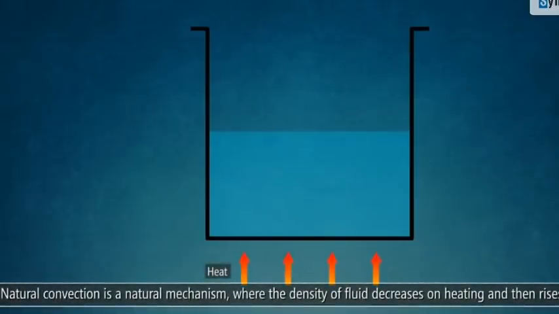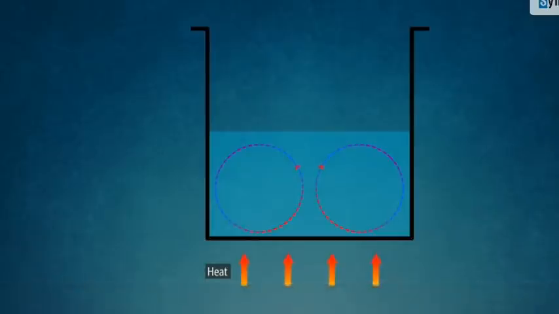Natural convection is a natural mechanism where the density of fluid decreases on heating and then rises. The fluid on top, which is cooler, then moves down and replaces the heated fluid. This process continues and forms a convection current where heat energy from the bottom is transferred to the top. The driving force for natural convection is buoyancy, a result of differences in fluid density caused by temperature variations.